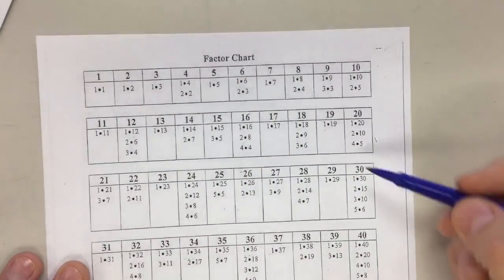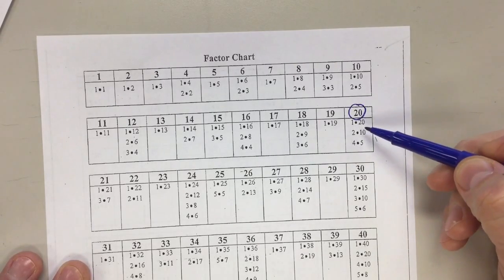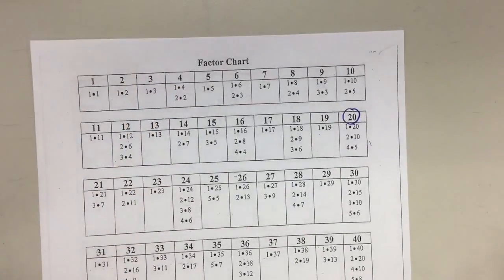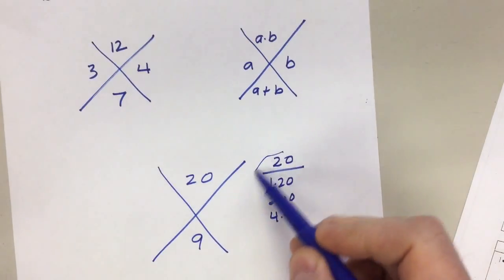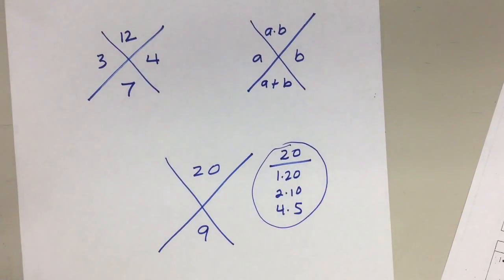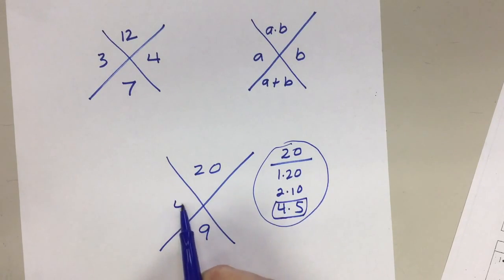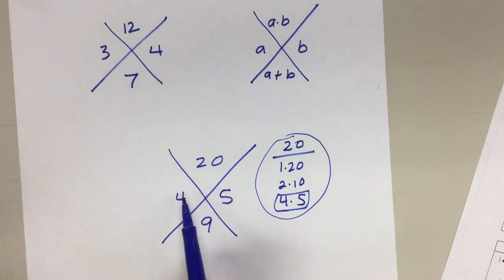On the factor chart, if I find 20, below that are all the possible factors, and they are the same ones that we thought of before. 1 times 20, 2 times 10, 4 times 5. So the factor chart is a good way to find out what your options are. And then, of course, you still need to pick the ones that would satisfy the diamond, adding up to 9 and multiplying to be 20.